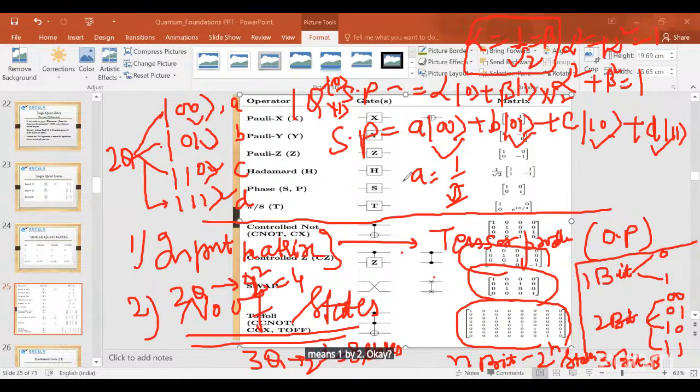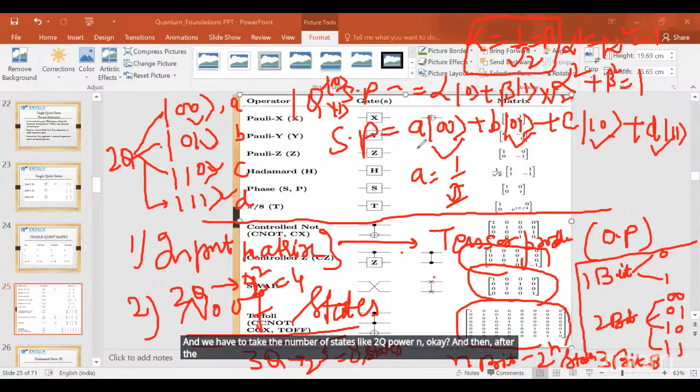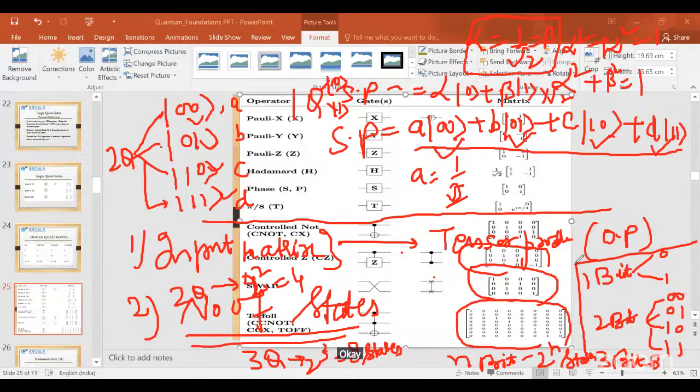So this is how to represent the multi-qubit input matrix. We have to take the tensor product, and we have to take the number of states as 2 to the power n. Then after the number of states, we can represent the superposition state in this way. Now I am directly telling you what the tensor product of the superposition states will be. There is a very simple rule to follow that.